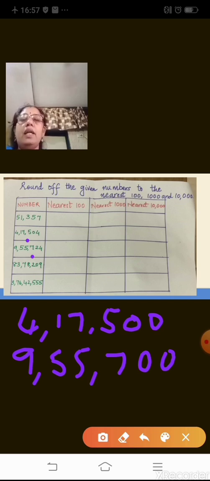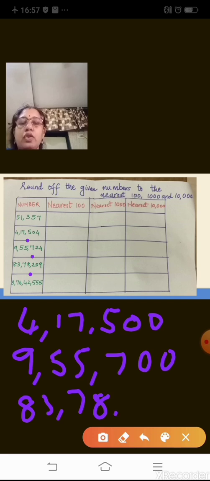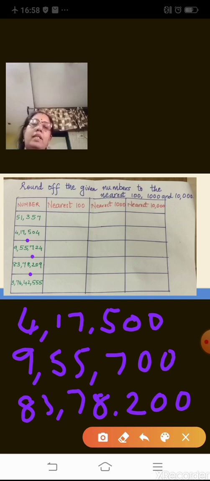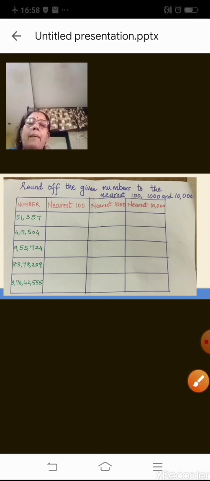Coming to the next, 83,78,209. Again the number in the hundreds place is 2 and in the tens place it is 0. So while rounding off, your number will become 83,78,200. 2 will remain as it is, and in the tens and the ones place it will be 0. Coming to the last one, the number which you have to round off to the nearest 100.